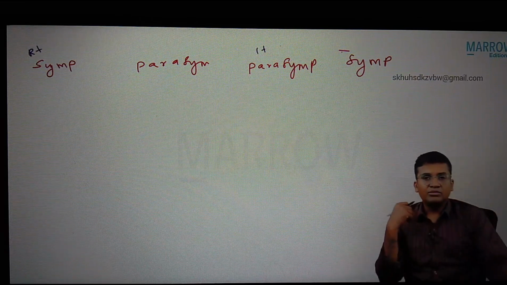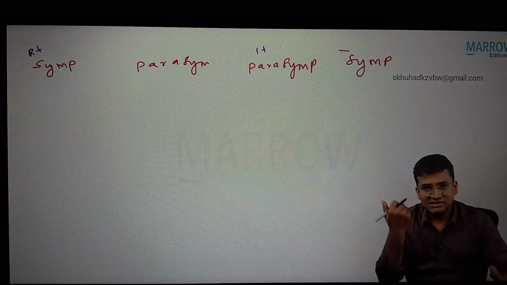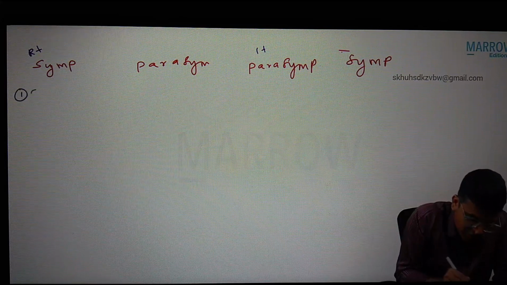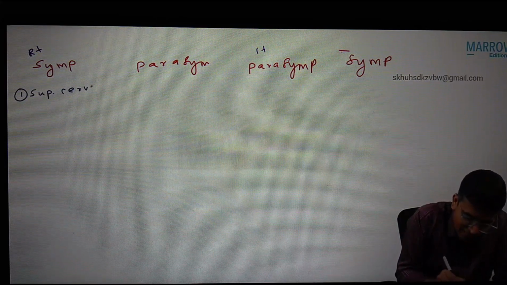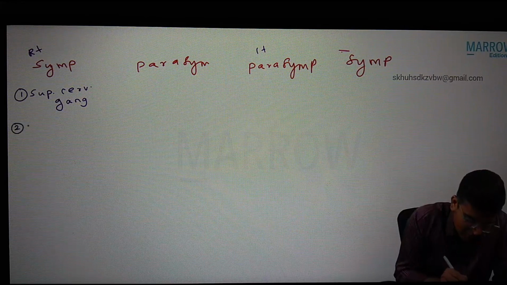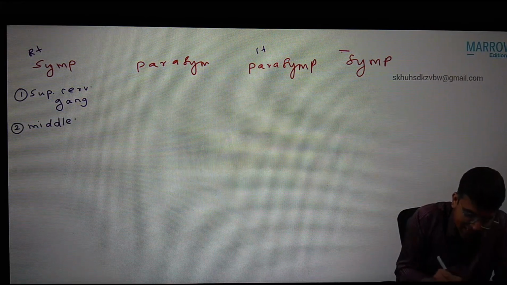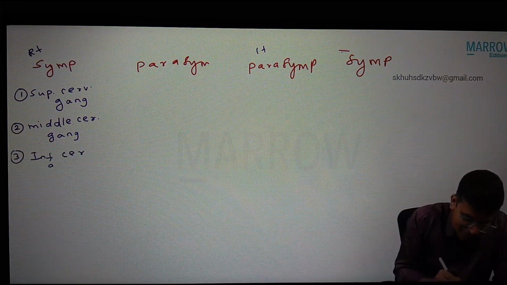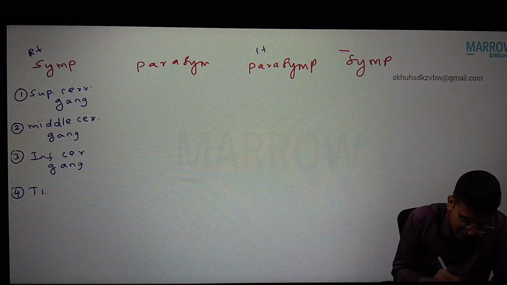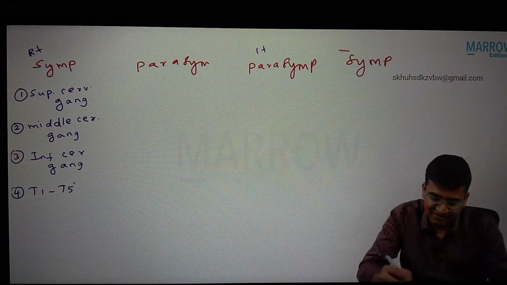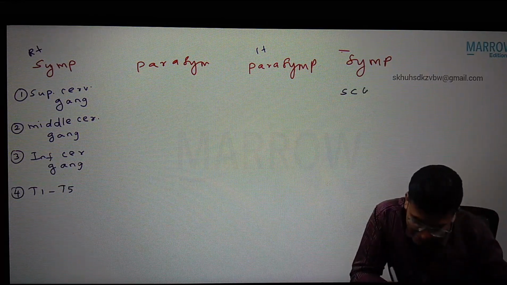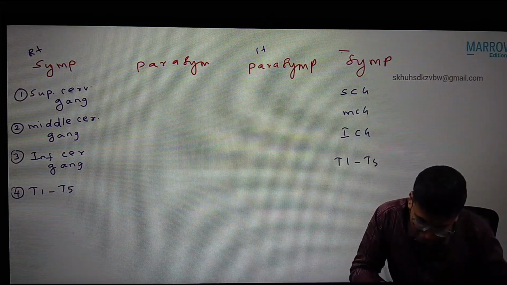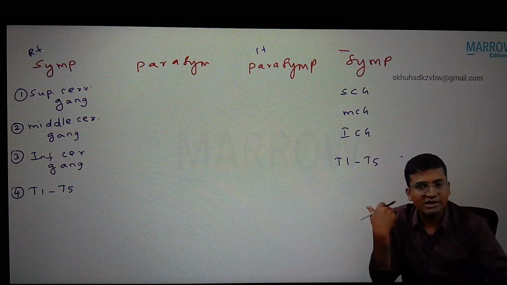Now, the sympathetic structures helping in the formation of the cardiac plexus. Number 1, superior cervical ganglion. Number 2, middle cervical ganglion. Number 3, inferior cervical ganglion. And number 4, T1 to T5. Right side, same on the left side. So superior cervical ganglion, middle cervical ganglion, inferior cervical ganglion, and T1 to T5 are the sympathetic contribution to the cardiac plexus.